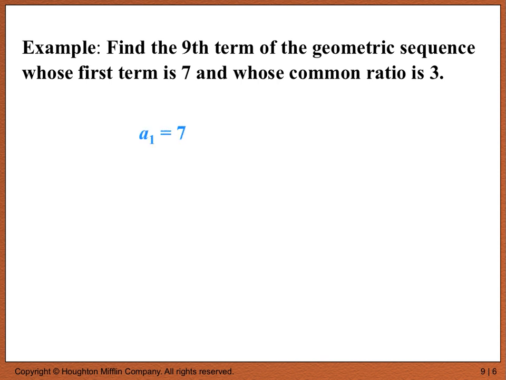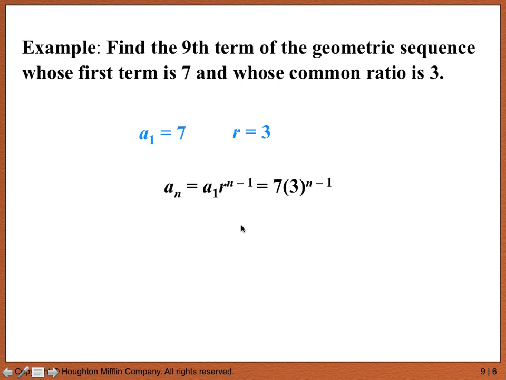All right, so you probably figured out that the first step is to find the formula for the nth term. And so we follow the procedure that we followed on the last screen. We know the first term is 7 because that's given to us. We know that r is 3 because that's given to us. And so the formula for the nth term is a sub n equals a sub 1 times r to the n minus 1 power, and that equals, in this specific case, 7 times 3 to the n minus 1 power.